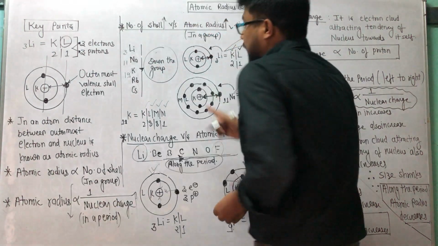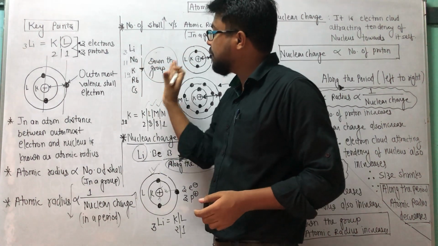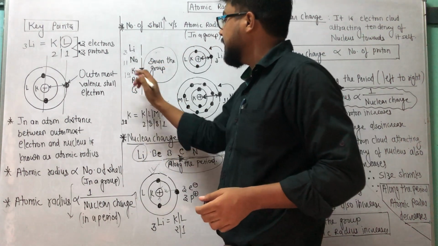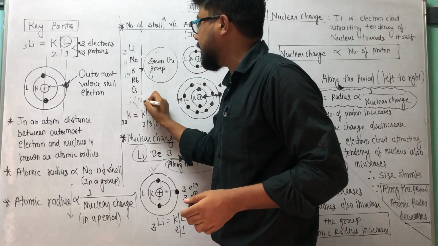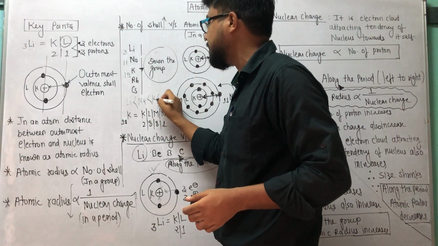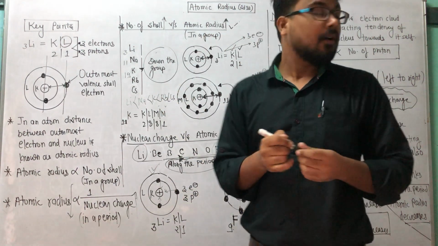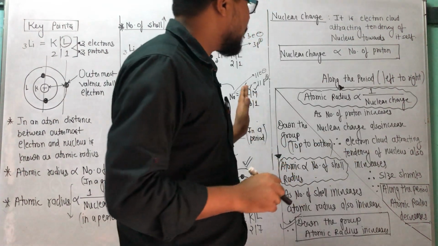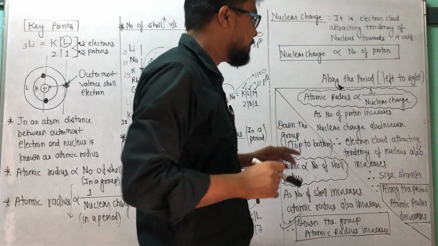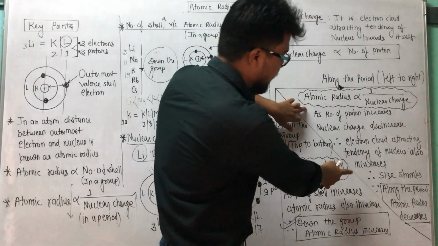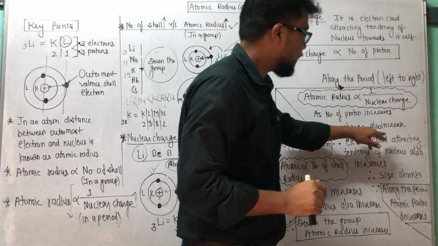This means if I arrange these elements in increasing order, the order will be lithium lesser than sodium, sodium lesser than potassium, then rubidium, and then cesium. I think it is clear. Now for atomic radius along the period, left to right, atomic radius is inversely related to nuclear charge, and here I have written in detail that as the number of protons increases, nuclear charge also increases.